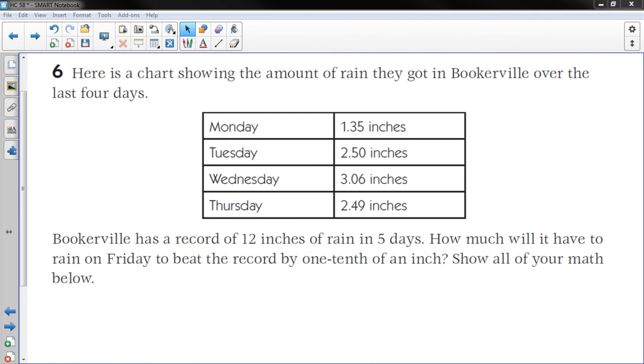All right. Well, this is actually kind of a tricky problem, but I think that we can do it. I'm going to add those numbers first. So I guess I'll do that work here. You might do it below.